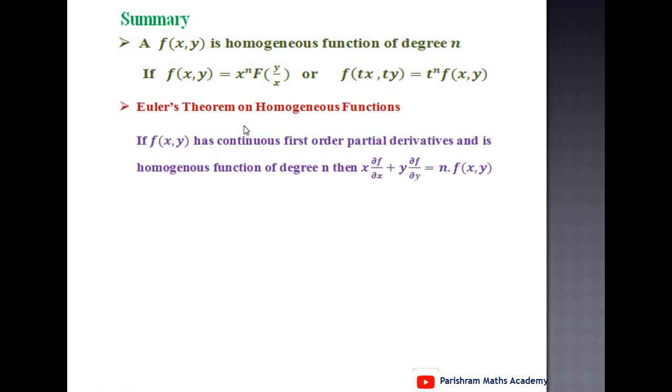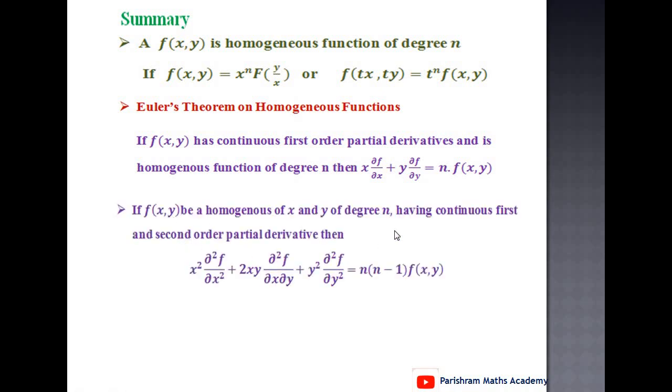Next, statement of Euler's theorem. If f is a homogeneous function, f has continuous first order partial derivatives and f is a homogeneous function of degree n, then x into ∂f/∂x plus y into ∂f/∂y equal to n into f of x comma y. This is the statement of the homogeneous Euler's theorem.